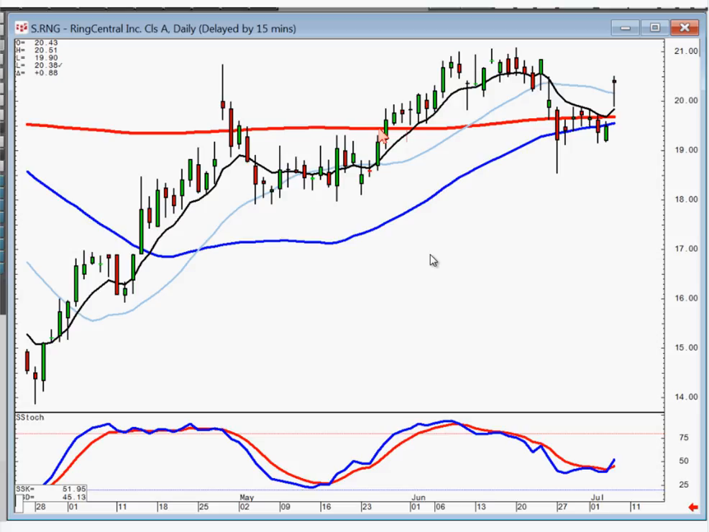RNG gapped up today. What's our trade analysis on this? It's going to move in the direction of how they open it after a doji. So positive open tomorrow, you can start buying immediately.